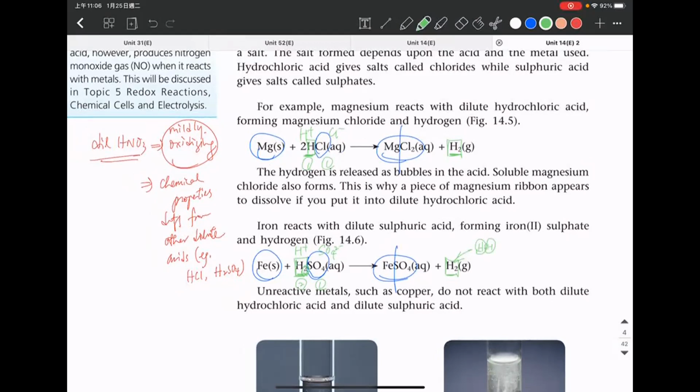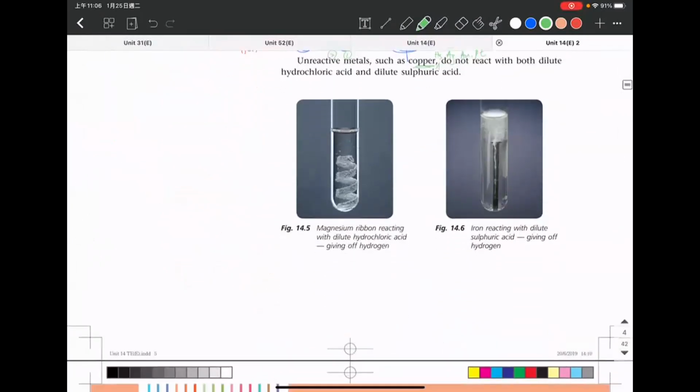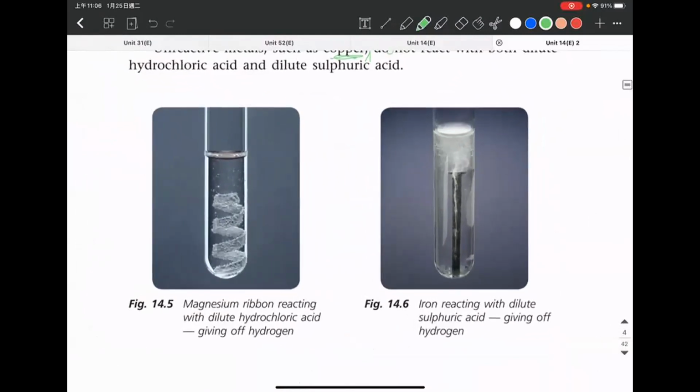Now, how about the unreactive metals? Just like copper, mercury, silver, gold, platinum, they would not react with those acids. Is that clear? So we come to the first part. Any questions so far? What they have in common is that no matter what combination of the metal with the acid, as long as it is within our range, they will react together to form salts and hydrogen gas. Hydrogen gas is a common product.